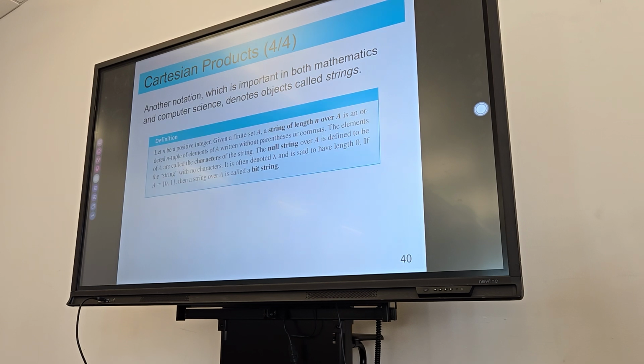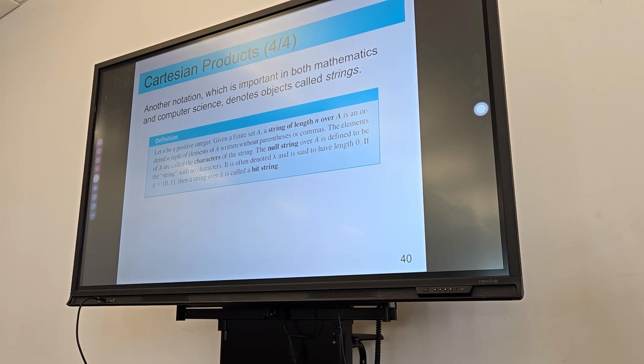Okay. Another notation which is important in both math and computer science denotes objects called strings. Let n be a positive integer. Given a finite set A, a string of length n over A is an ordered n-tuple of elements of A written without parentheses or commas. The elements of A are called characters of the string. The null string over A is defined to be the string with no characters. It is often denoted by the lambda symbol and is said to have a length of 0.